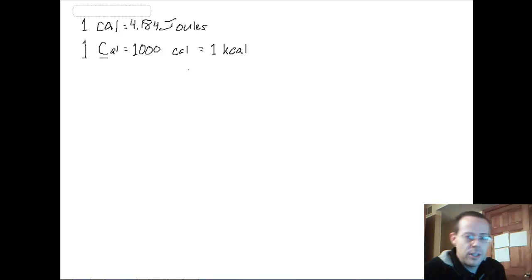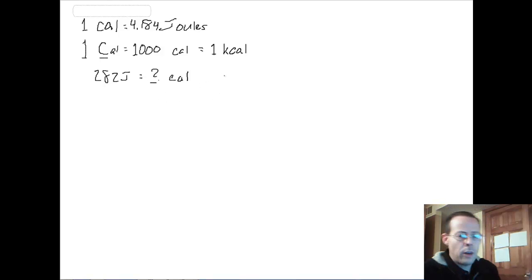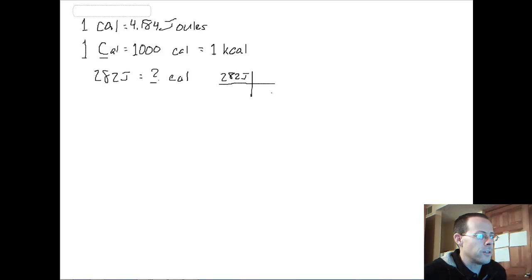So we're just going to do a couple of these. These are pretty straightforward. It's simply fence and rail stuff because we're converting units. So if you had a question like this, 282 joules equal how many calories? All right. So just like always, we're going to start with what we know. So what we know is 282 joules. And we're going to do a little fence and rail. We're going to let our units be our guide. So joules can go in the denominator, and we're going to convert this to calories.